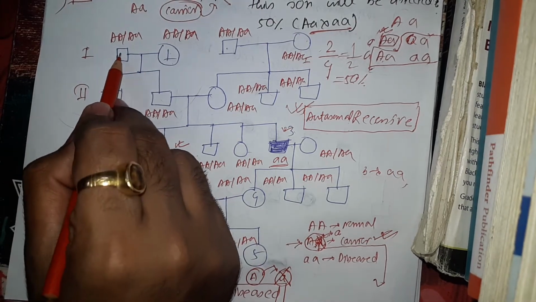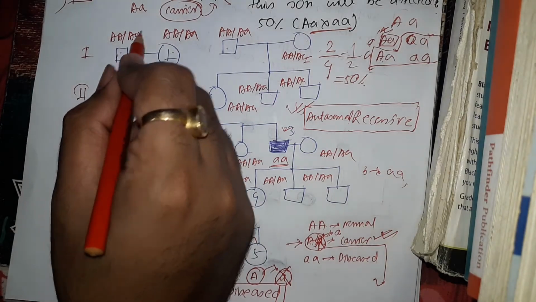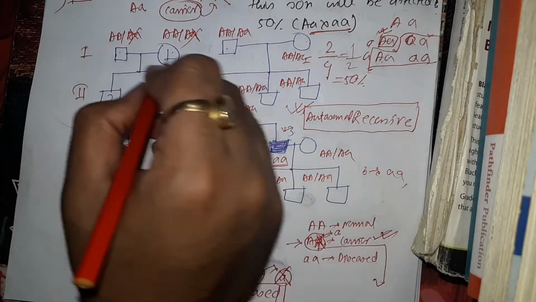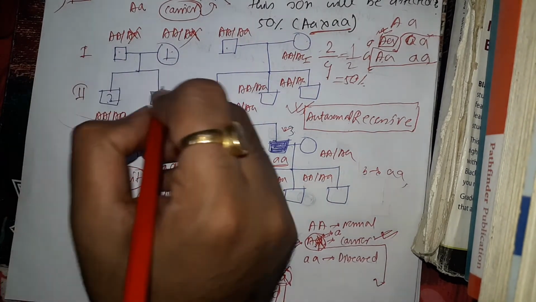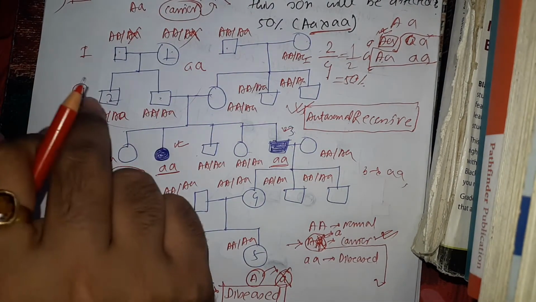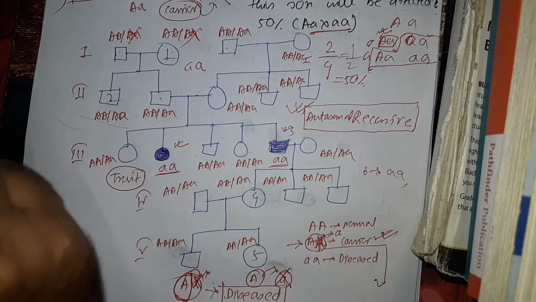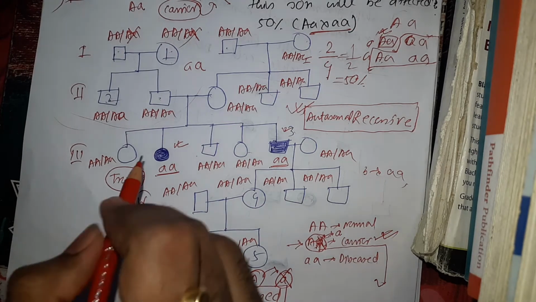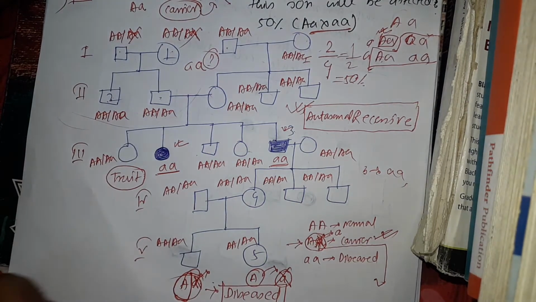In that case, as both the parents have unaffected children, we can conclude that the genotype is not capital A small a. Because if they had something like capital A small a, then there would be a presence of small a that would result in a diseased progeny. But there is another criteria that we need to consider.